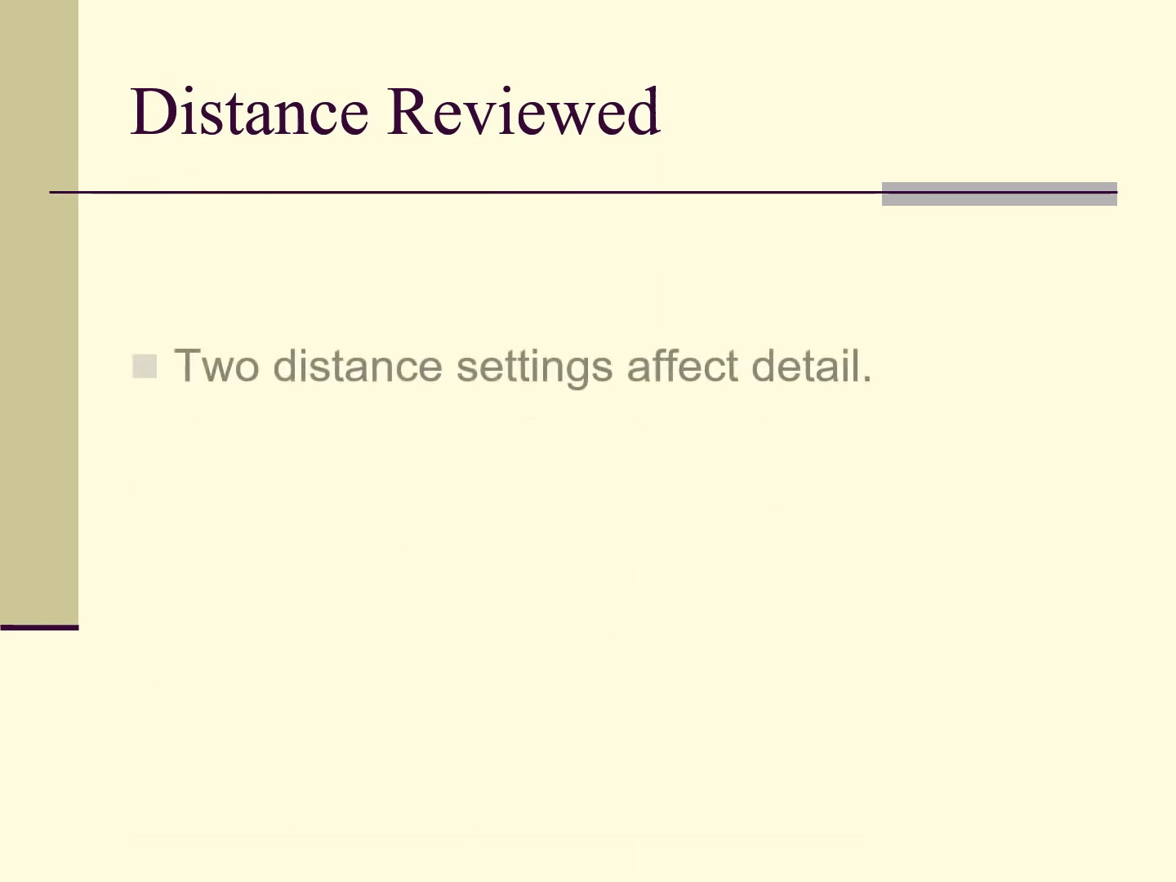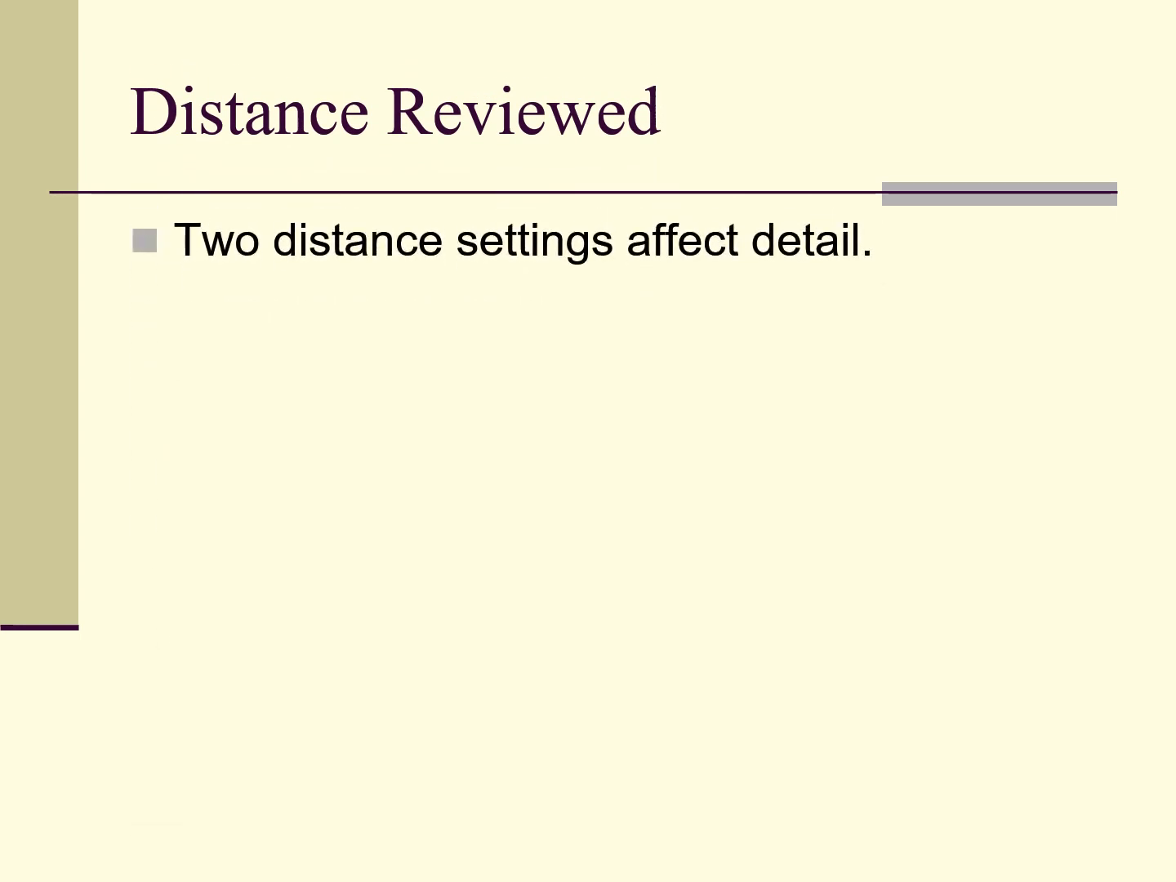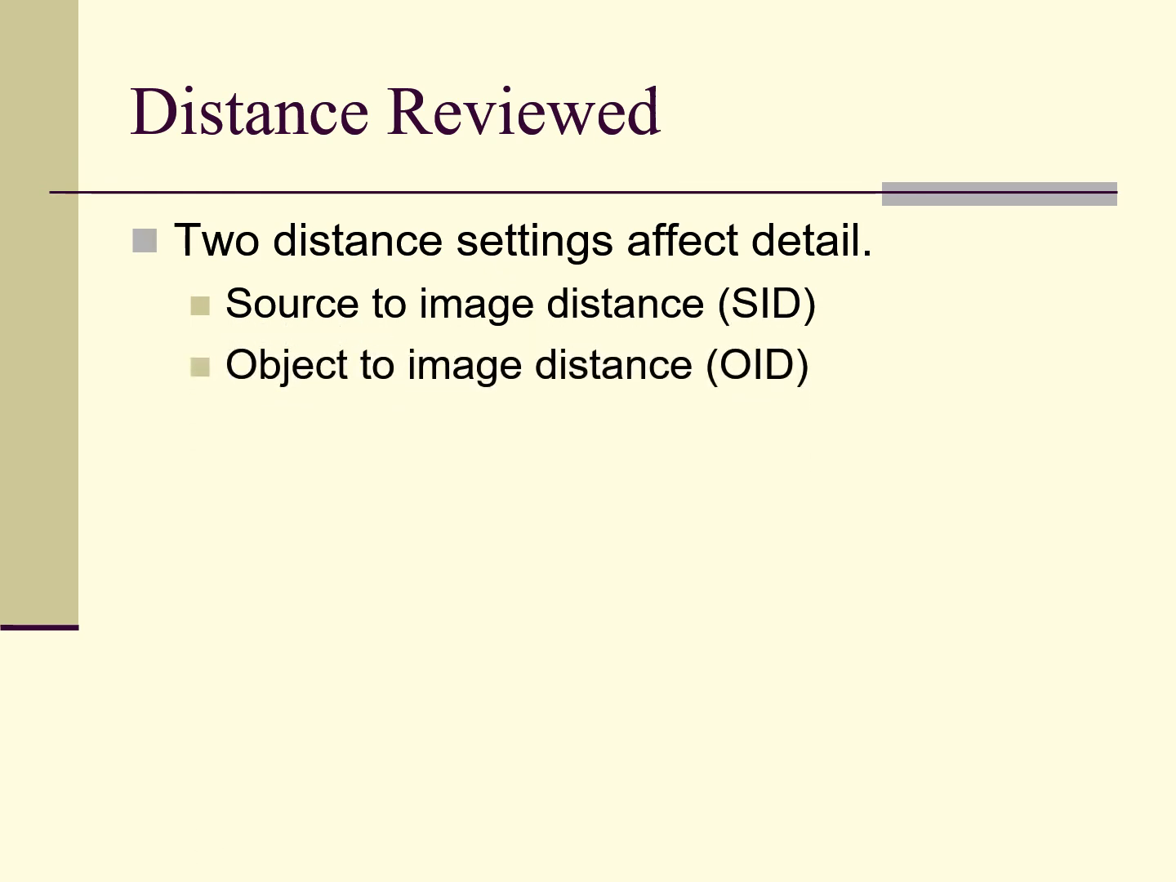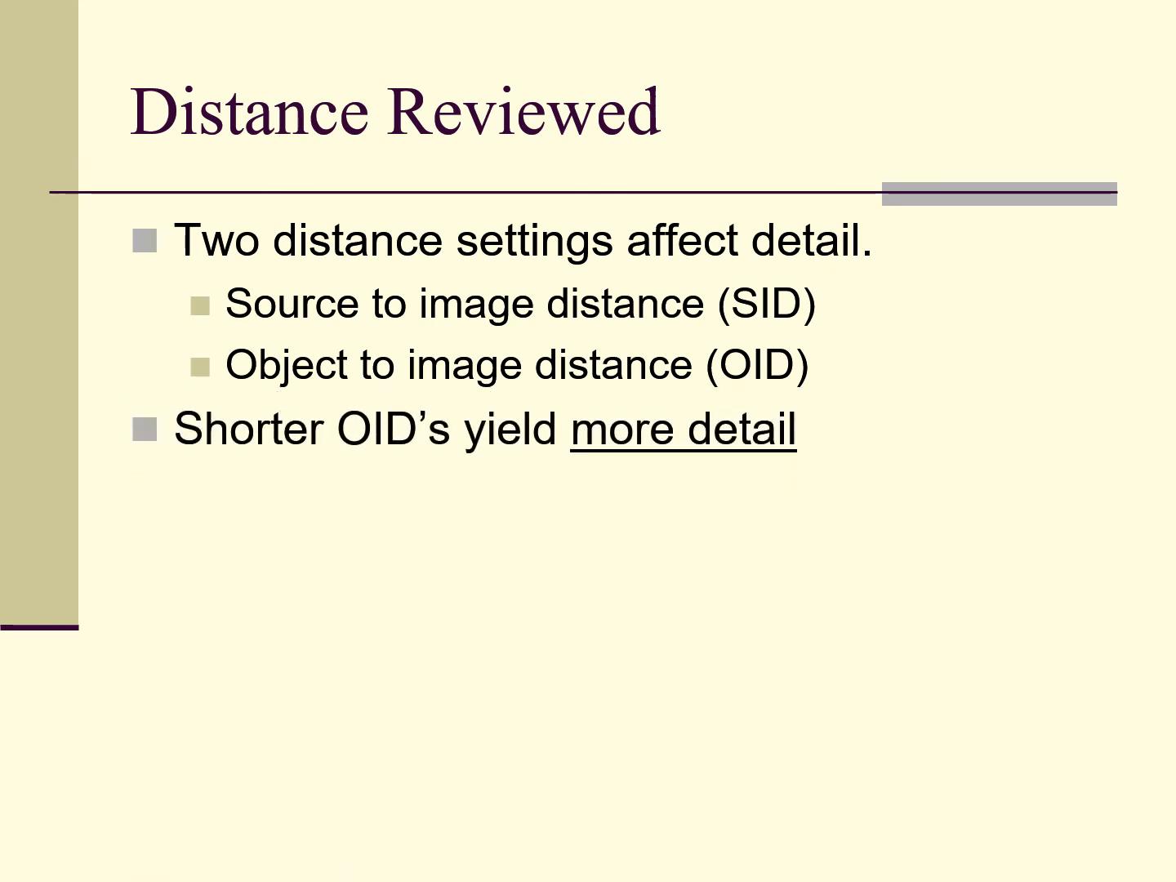So it is true, changing the two key distances, source to image distance and object to image distance, will both affect detail. The closer an object is to the image receptor, the higher the detail. Next to motion, the object to image distance has a large effect on detail.